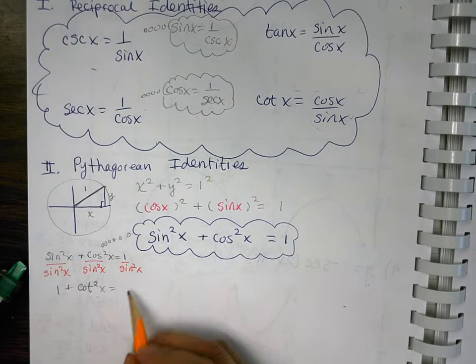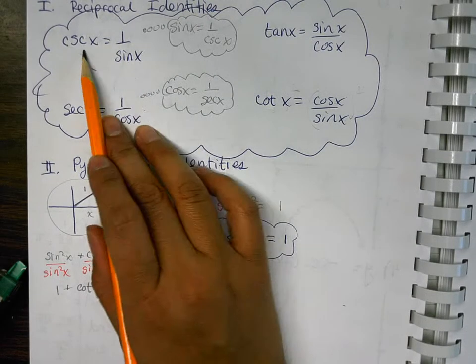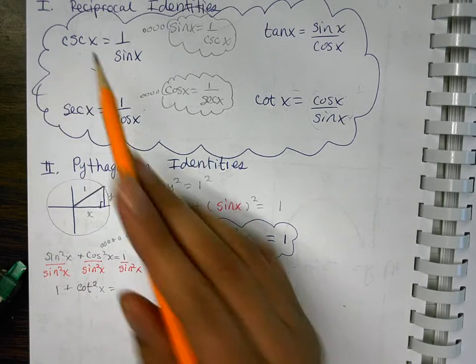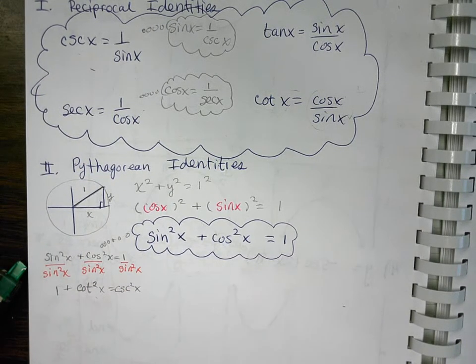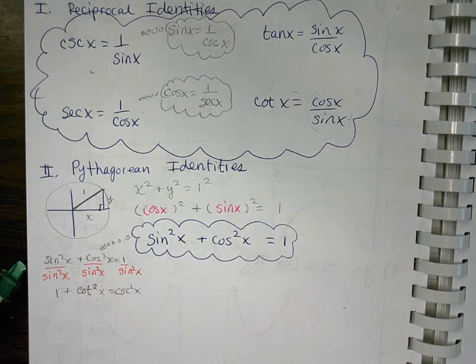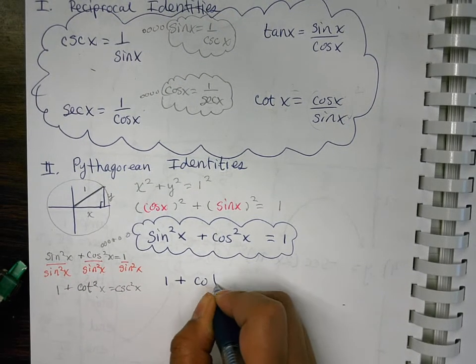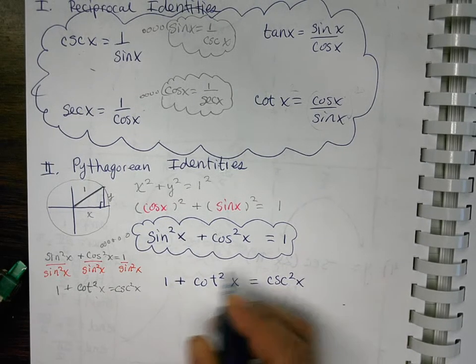All right, equals, what is 1 over sine? 1 over sine is cosecant. If I squared both sides, I'd get 1 over sine squared on this side, and what on this side? Cosecant squared x. So that there is my second identity: 1 plus cotangent squared x equals cosecant squared x.